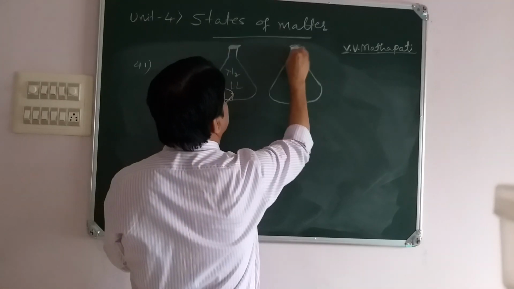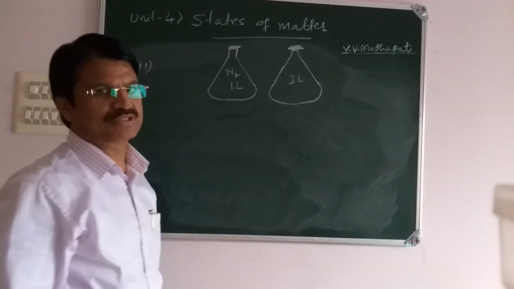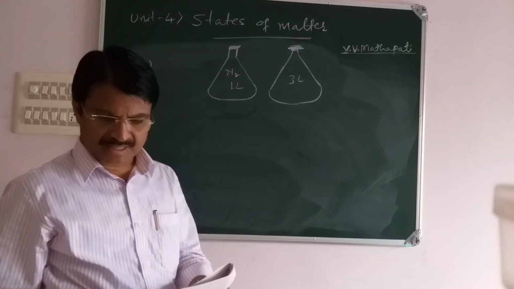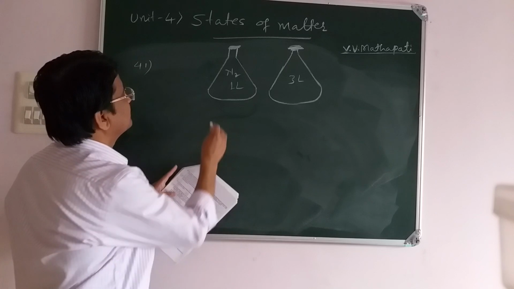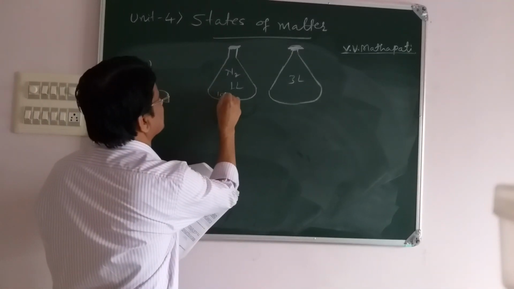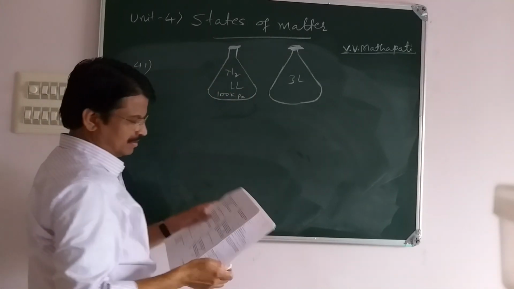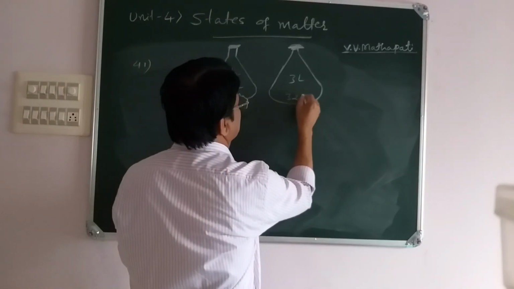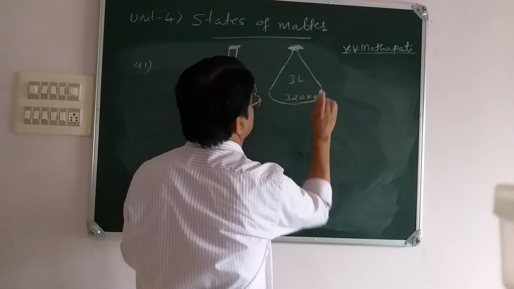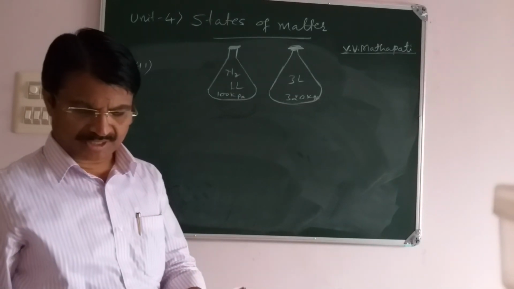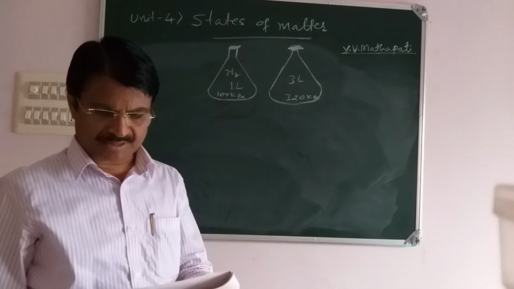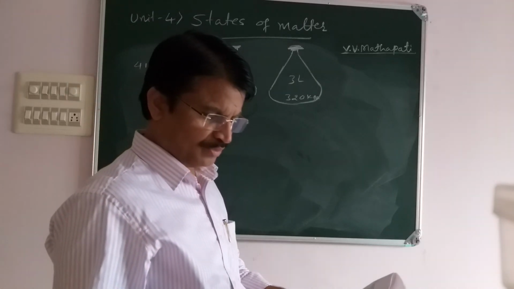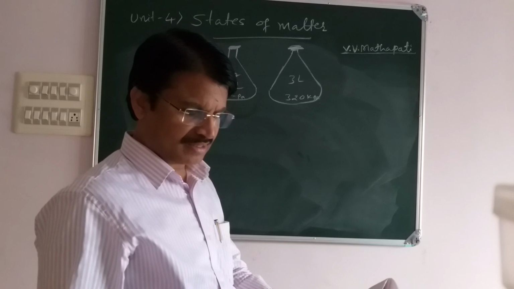Perfectly closed. Next, 100 kilopascal for the first one, then the second pressure is 320 kilopascal. Okay, separately these are like this. If the two flasks are connected, the resultant pressure will be?